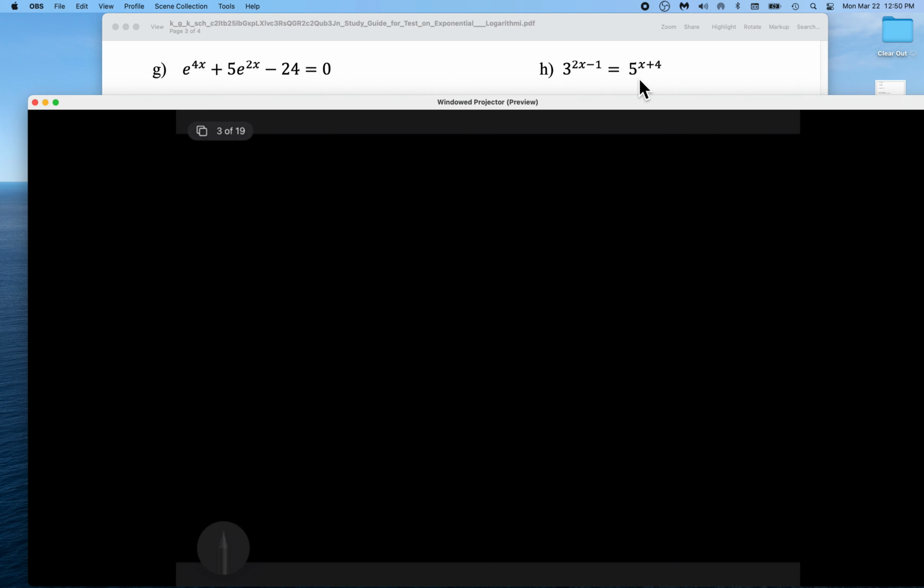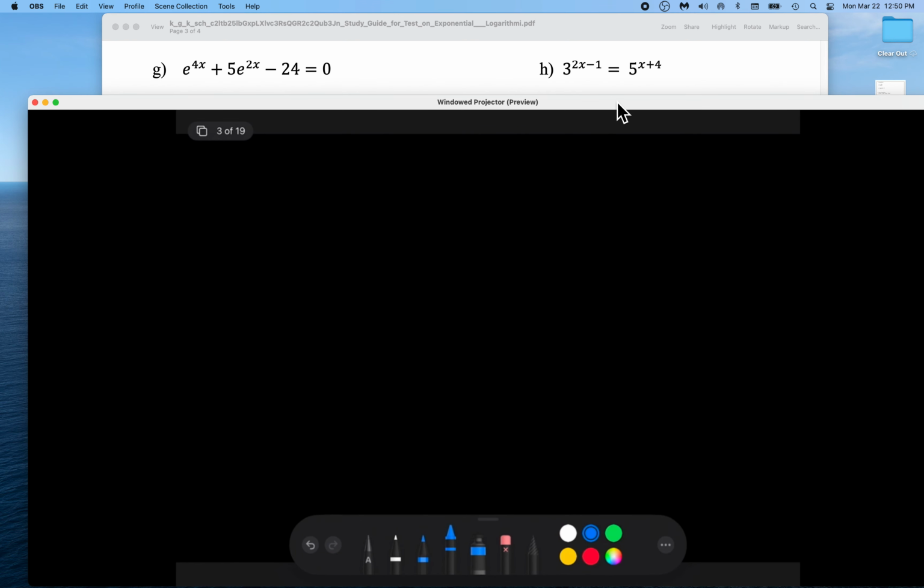Over here, h. We're looking for common bases. No such luck. You can't get a common base between the 3 and the 5. So what we're going to do here is take the natural log of both sides. Or we could do regular log, just in case something cancels out. Let's see what we get here. Log to the base 10.